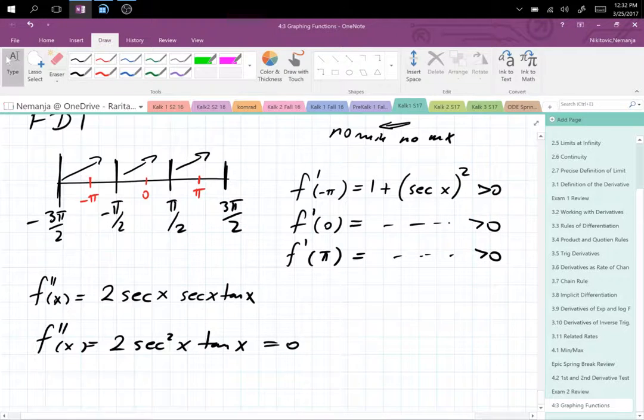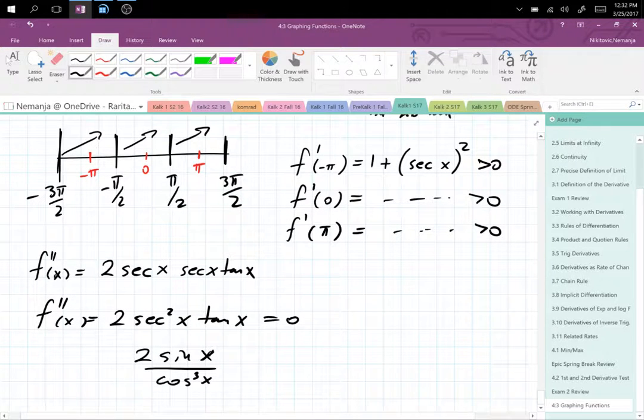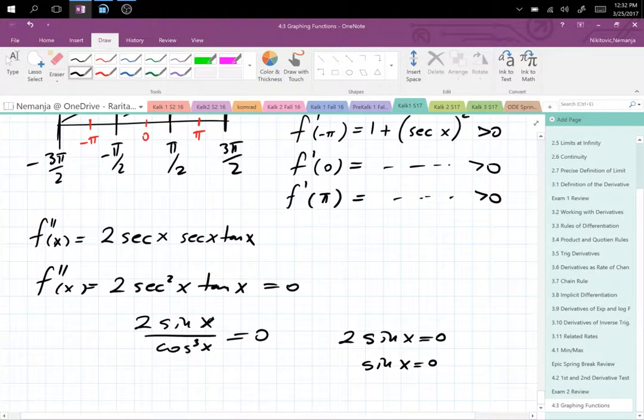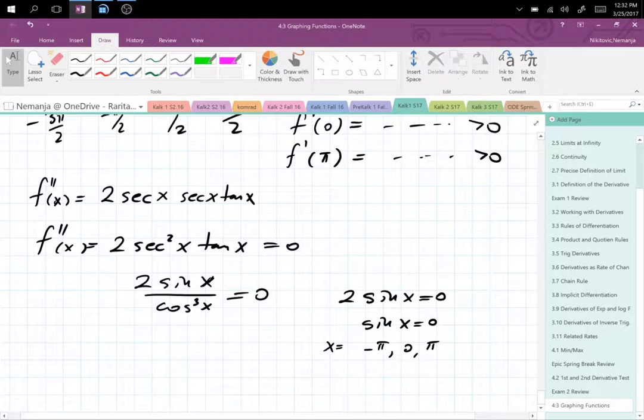So, how do we solve this? Well, 2 is irrelevant. Tangent gives a sine in the numerator, so we have 2 sine x divided by cosine cubed, because you have 2 cosines from secant and 1 cosine from tangent. When you cross multiply, cosine dies, so it's just 2 sine x equals 0. Divide by 2, you just have sine x equals 0. And sine is 0 on the domain that we have at negative pi, 0, and pi, because we are restricted to the domain. So those are our values for inflection points.